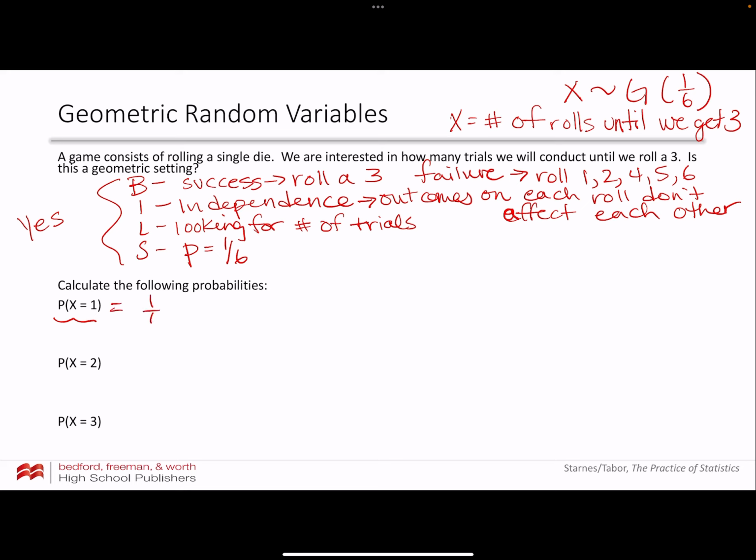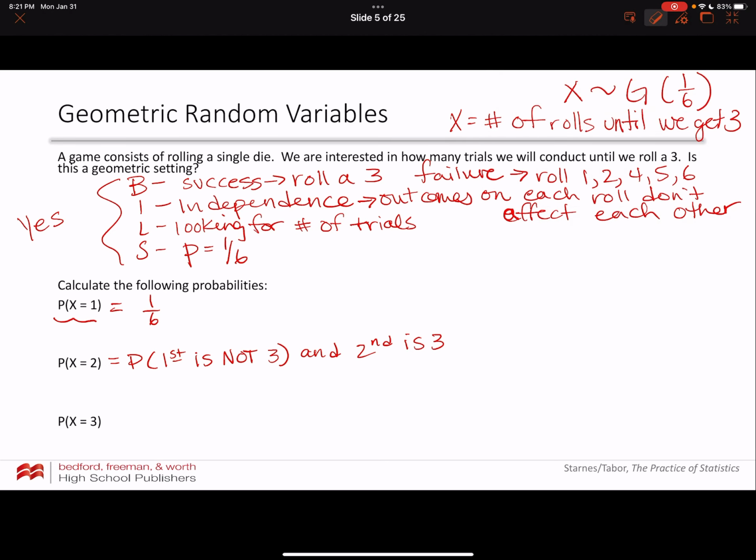That's equal to 1/6, right? There's a 1/6 chance that your first roll is going to be a 3. How about the probability that X is equal to 2? In other words, that means the probability that the first roll is not a 3, right? And then the second is a 3.